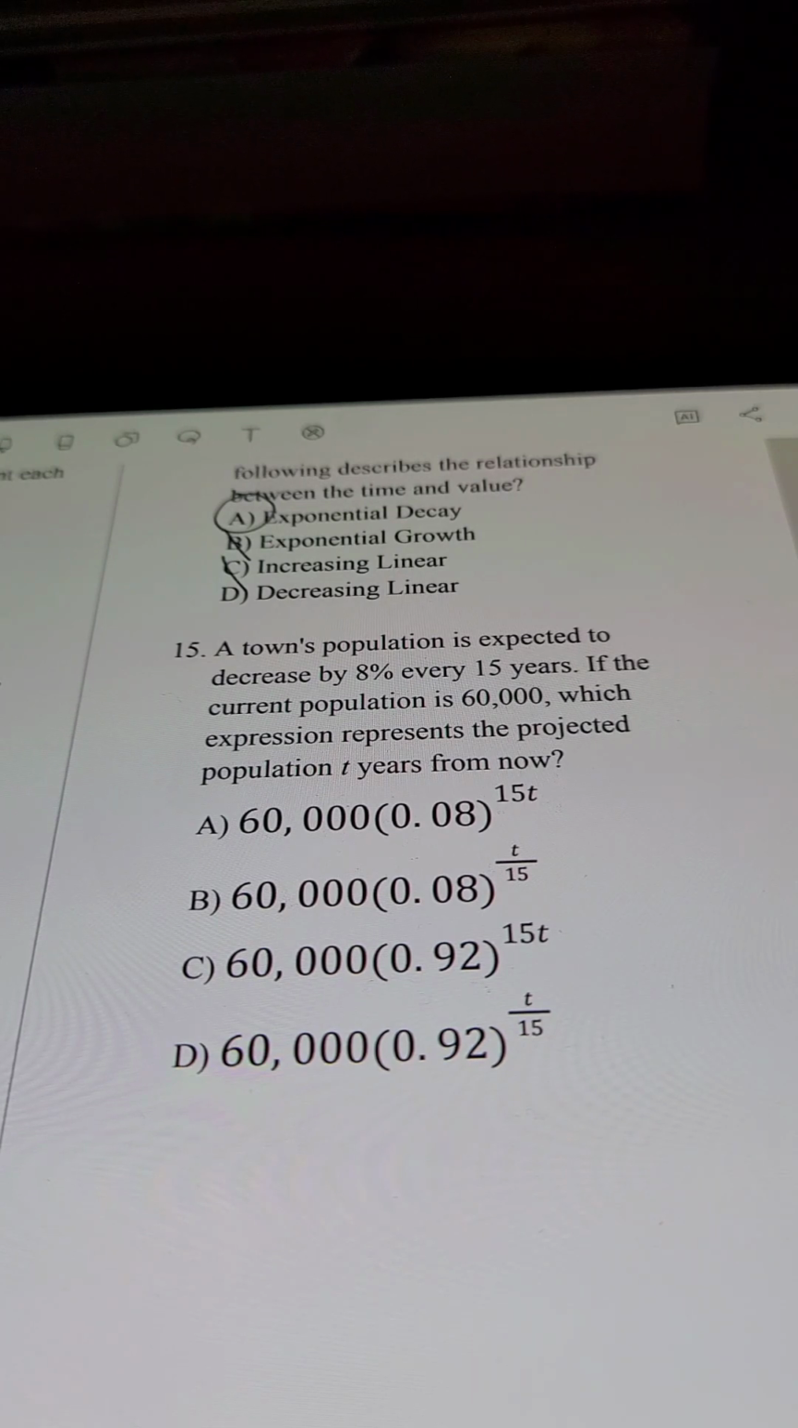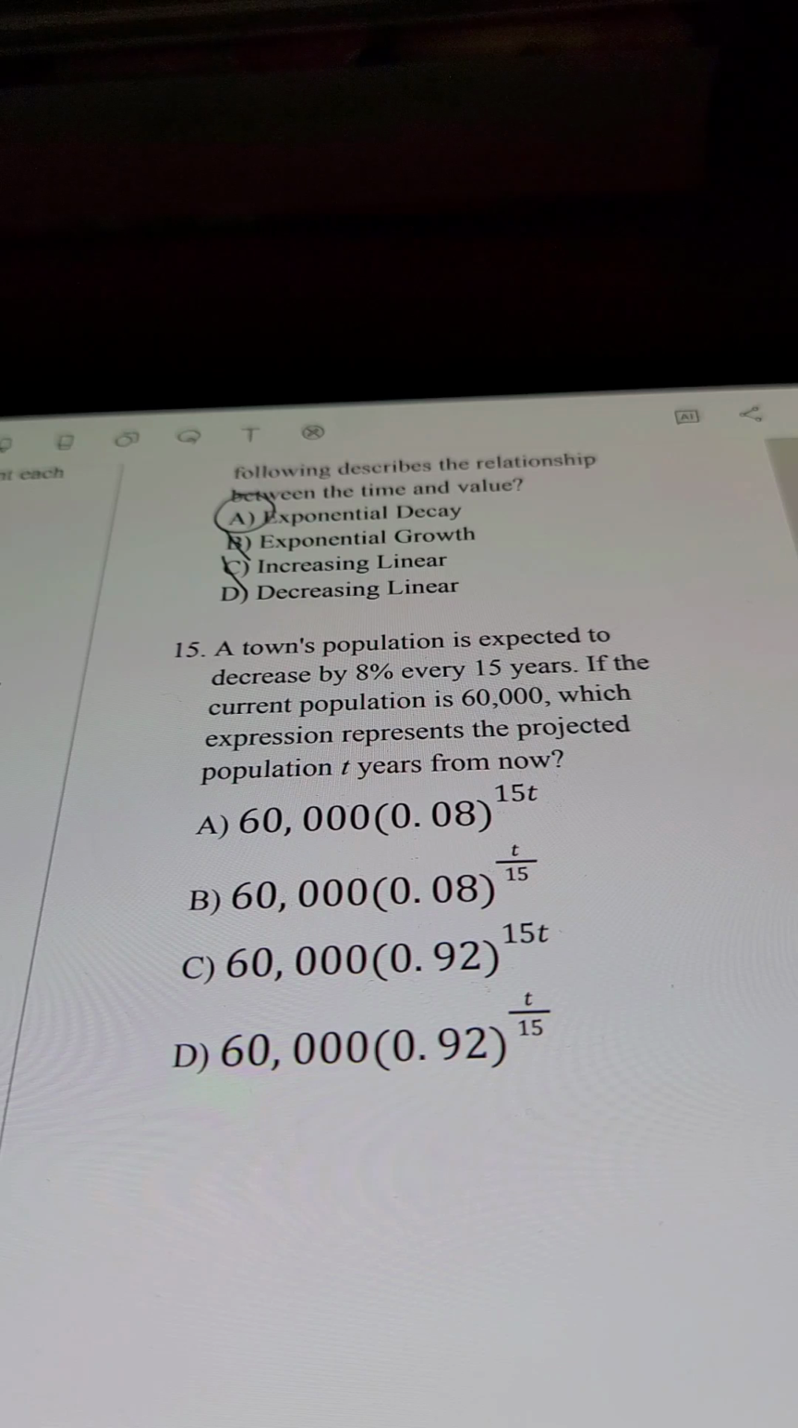Okay, so all the initials should be 60,000 as we see here, because that's the current population that you have. And it says it's decreasing by 8% every year. So if it's decreasing by 8%, you have to think, okay, well, that means that we're keeping 92% because you have 100% currently, and then you're going to subtract 8% when you decrease by 8%, so you're left with 92%. So that means each 15 years, sorry, I should be finding 92% of whatever the current population is.